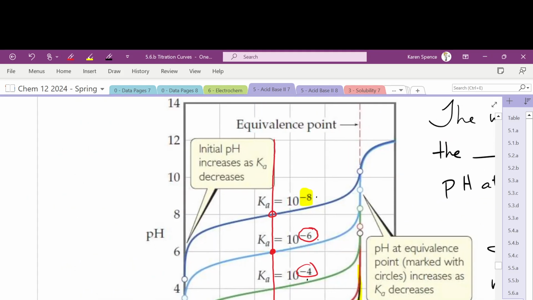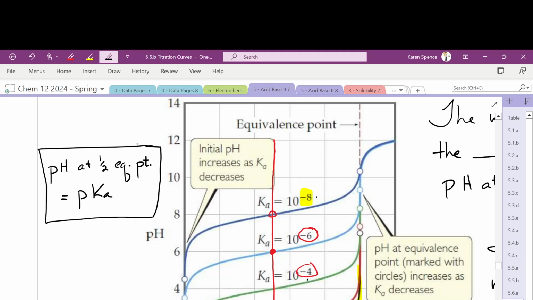But the thing to note is that the pH at the half equivalence point is equal to the pKa of the acid. And the reason for that is that, remember, that also means that the hydrogen ion concentration at the half equivalence point is equal to Ka.